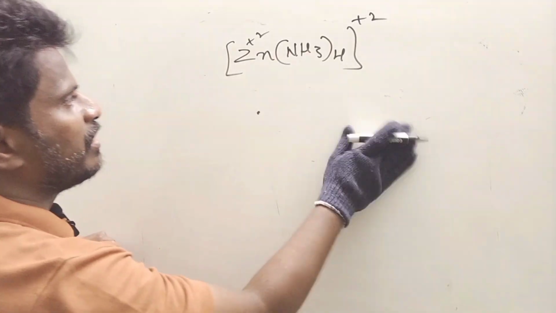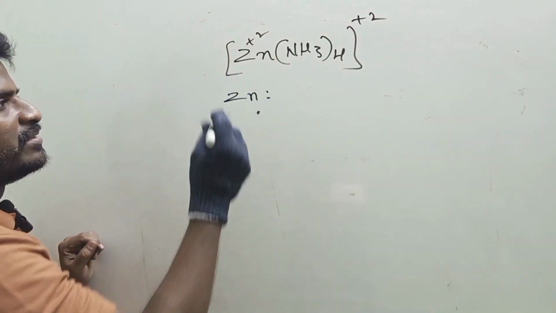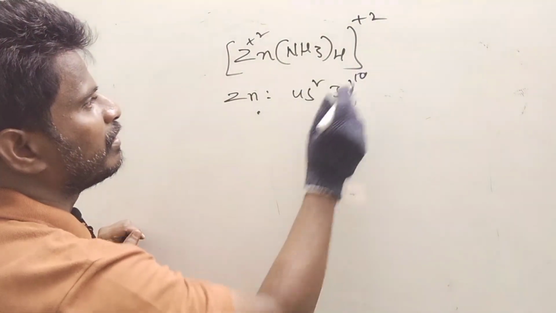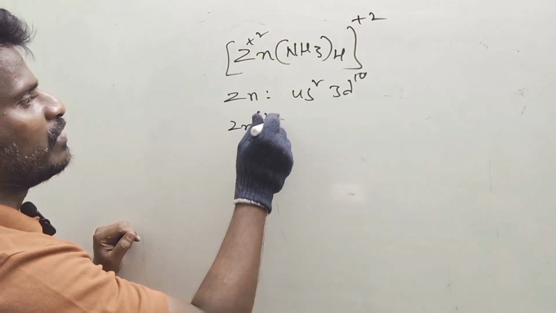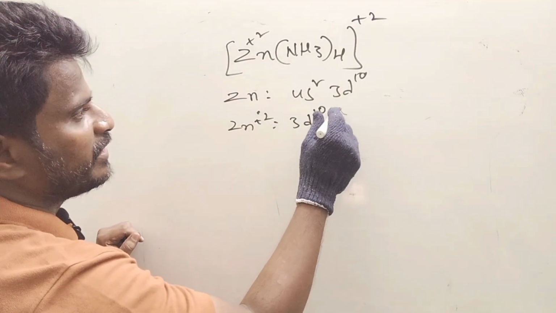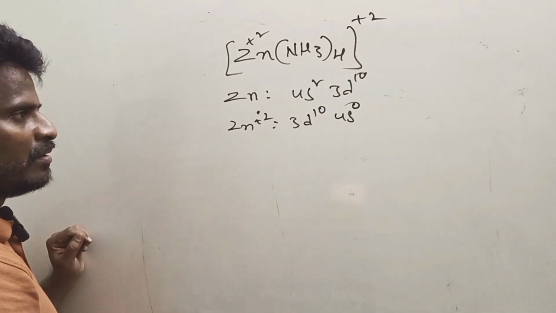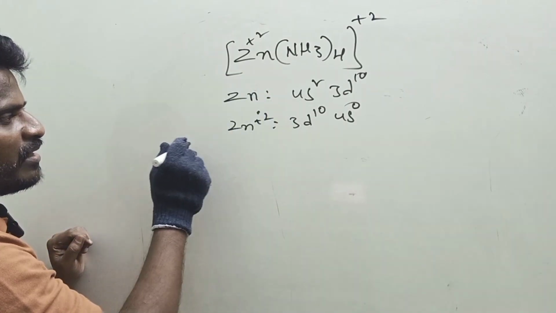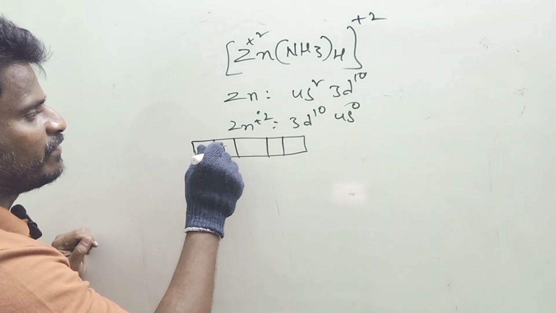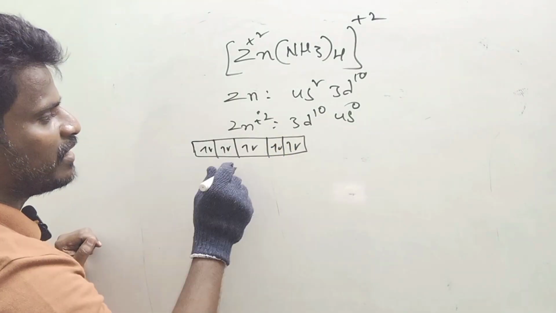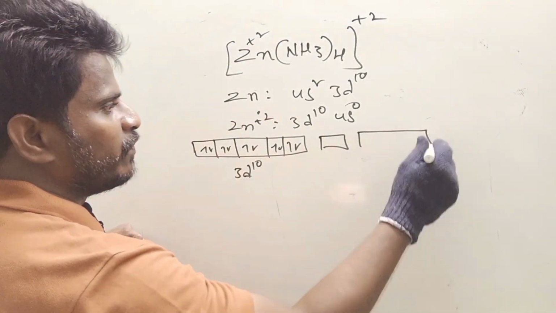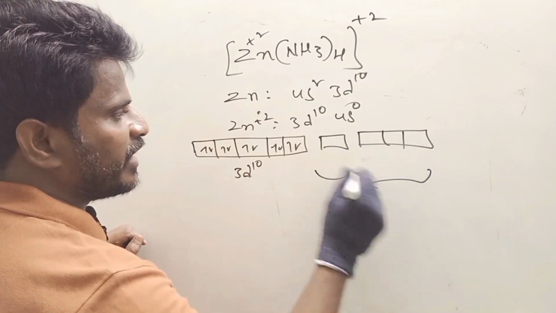And hybridization of zinc in this complex: zinc electronic configuration is 4s2 3d10. Zinc is in plus 2 oxidation state, which indicates loss of electrons from the 4s orbital. It is 3d10 and 4s0. In this state, the complex formation takes place. Zinc has 5 subshells and each orbital is paired with electrons, that is 3d10. 4s and 4p orbitals are in empty state.